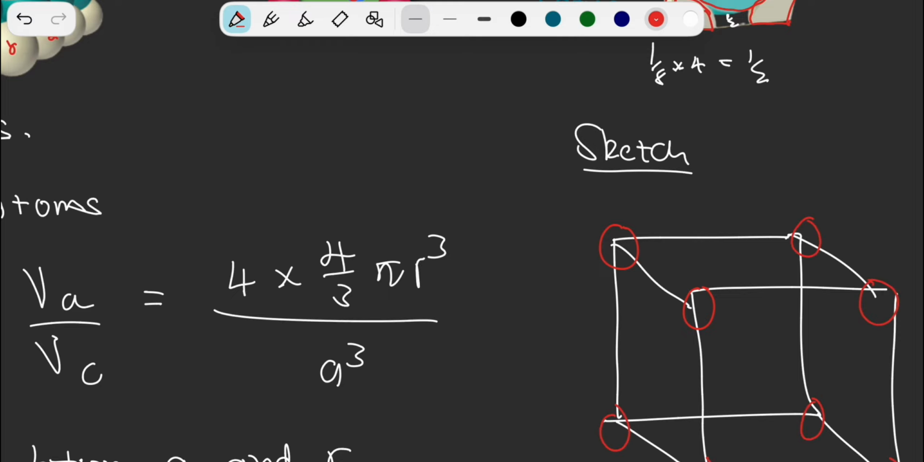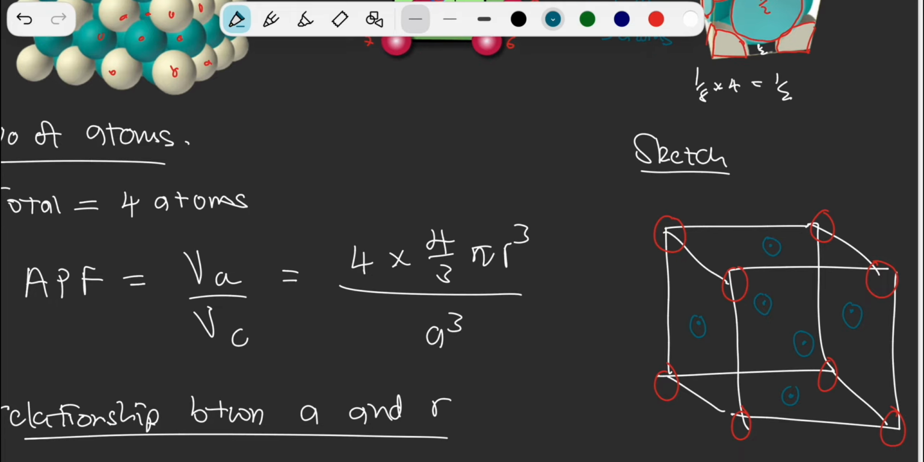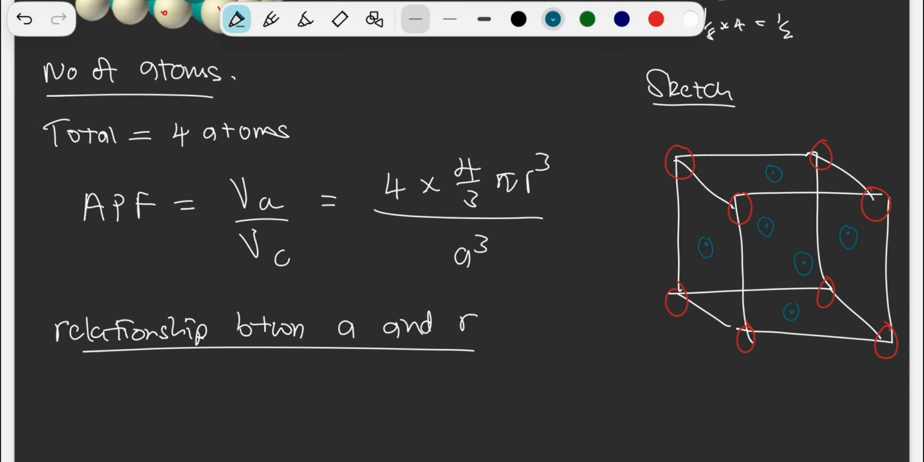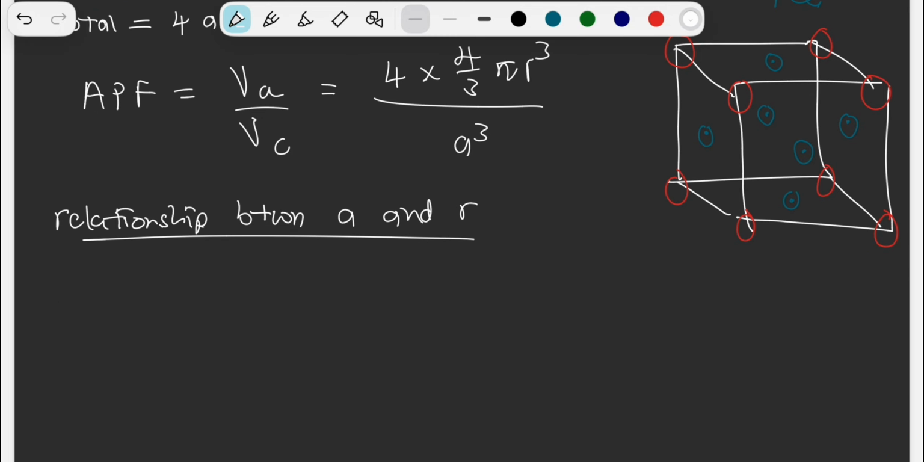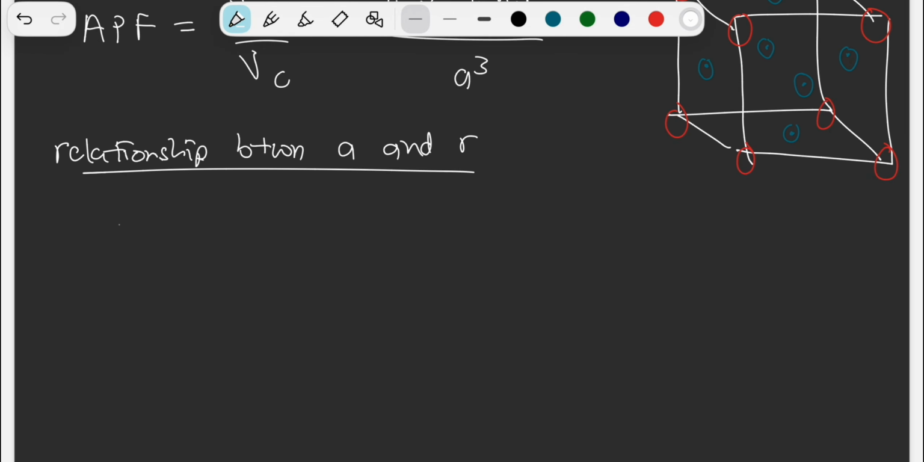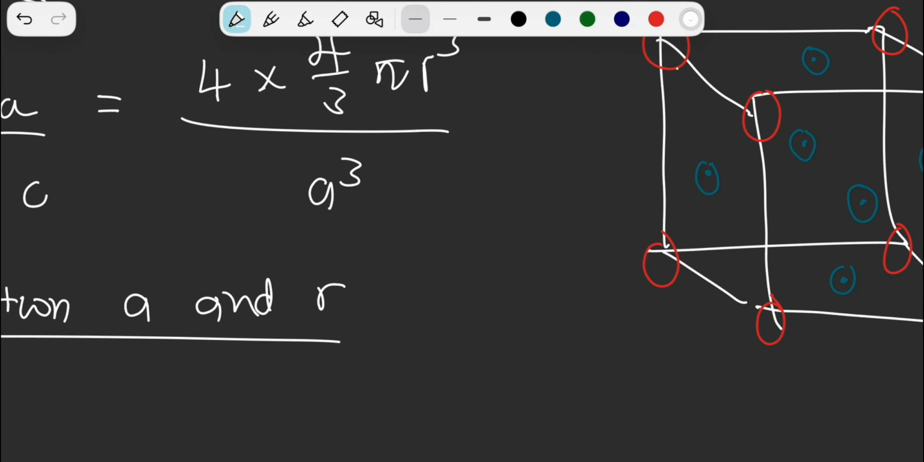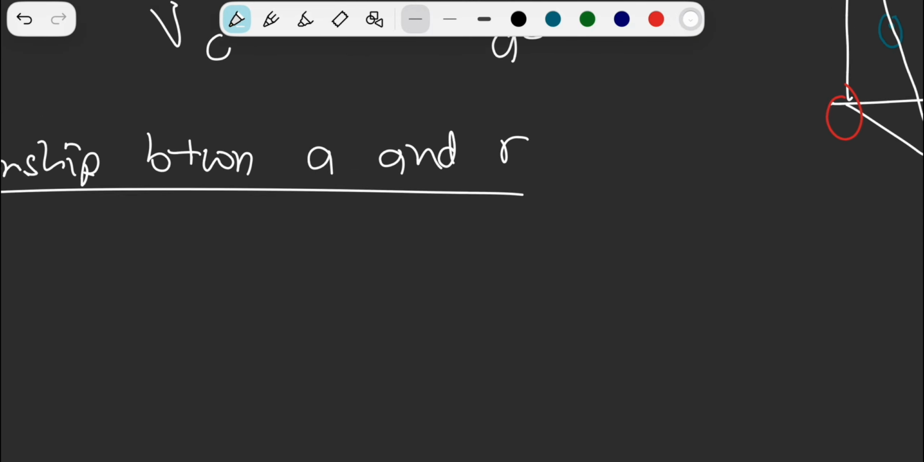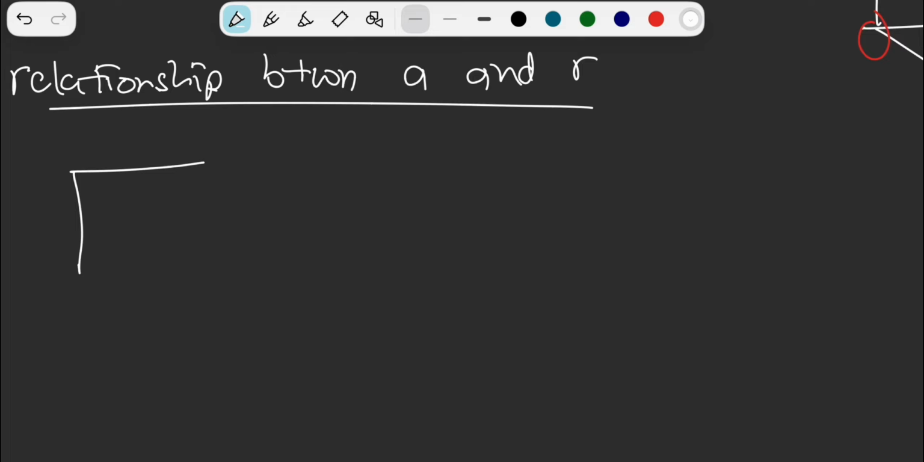So put the atoms over there, and you can just use another color, and then show that there's an atom here at the top, an atom on the side, an atom on that side, an atom on that side, an atom on the bottom, and an atom on that. So that's a simple sketch for FCC. Okay, the relationship between A and R is now straightforward because of that cross diagonal. So this diagonal over here, these atoms are touching, so that's very straightforward.